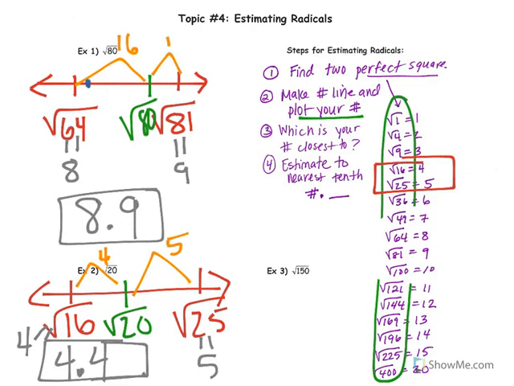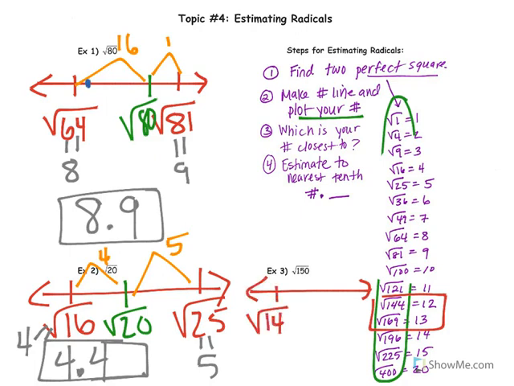Let's do one more example together. Okay? So the square root of 150. The first thing I'm going to look at is what two perfect squares is that between. That looks like it's between 144 and 169. So let's make our number line. I have the square root of 144, the square root of 169, right? We're going from least to greatest, right? And let's figure out how we plot our point by seeing how far away they are from each other.